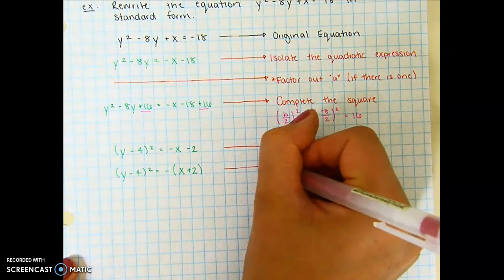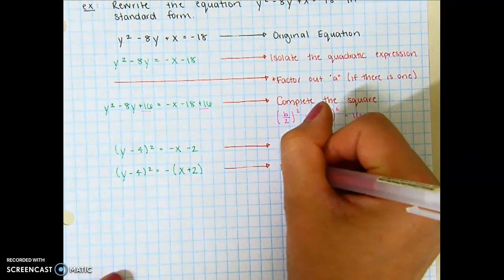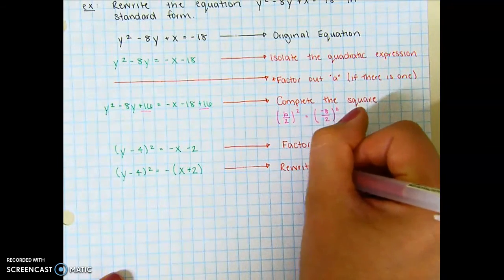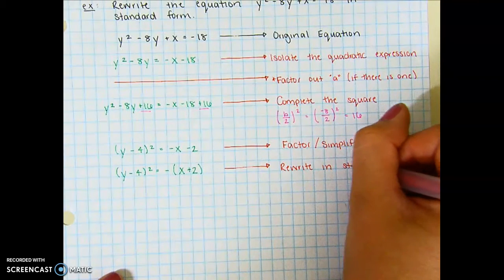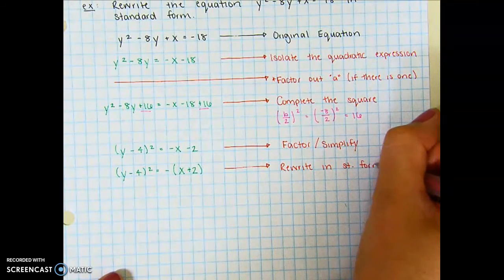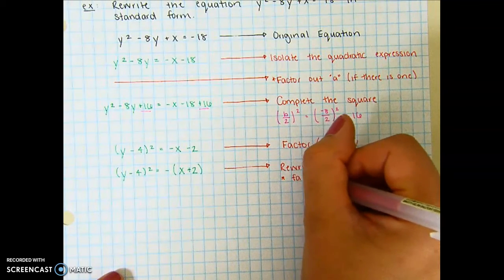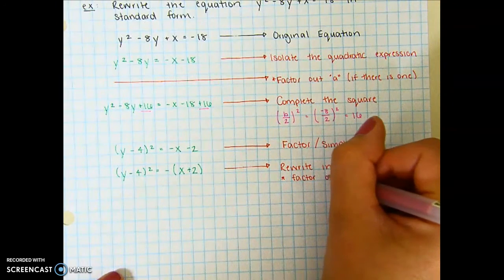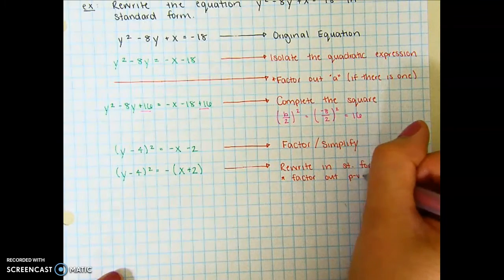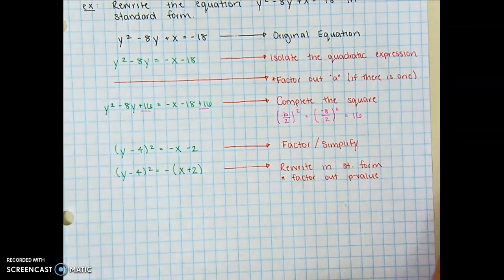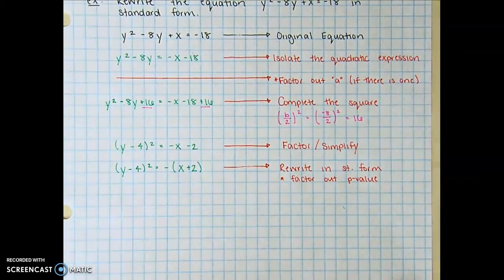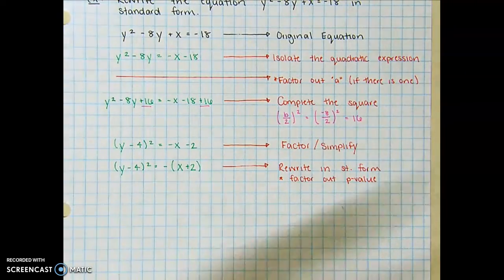So I'm going to say just rewrite in standard form, because it depends on the problem. In this case, we factored out the p-value. But that won't be the case for every problem, and I'll show you again in the next example. So there you have it. One problem where we're completing the square. That's essentially what you need to do to rewrite a parabola in standard form.